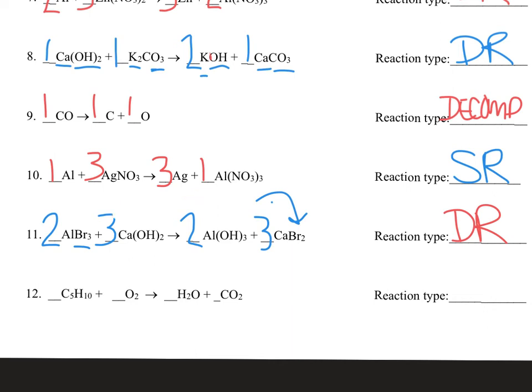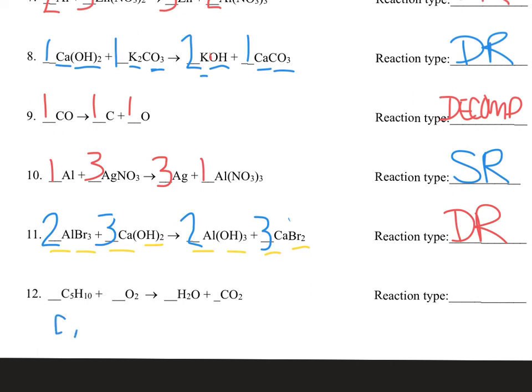So I'm going to clean this up, and let's just go through everything really quick to make sure I have the same amounts. So I've got 2 aluminum, 2 aluminum. 2 times 3 is 6 bromine. 3 times 2 is 6 bromine. I've got 3 calcium, and 3 times 2 hydroxide is 6. 2 times 3 hydroxide is 6. So 2, 3, 2, 3, all balanced out. We are on a roll. Let's keep going with the last one.